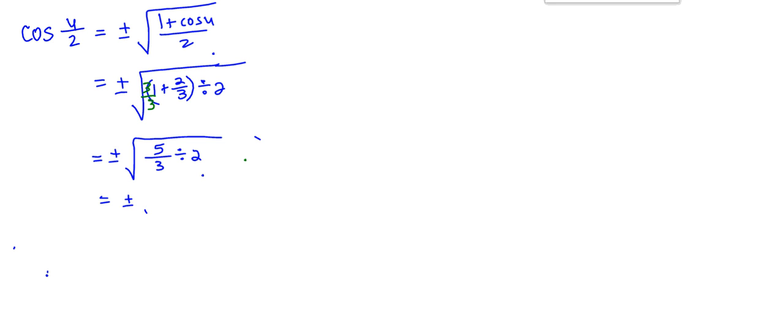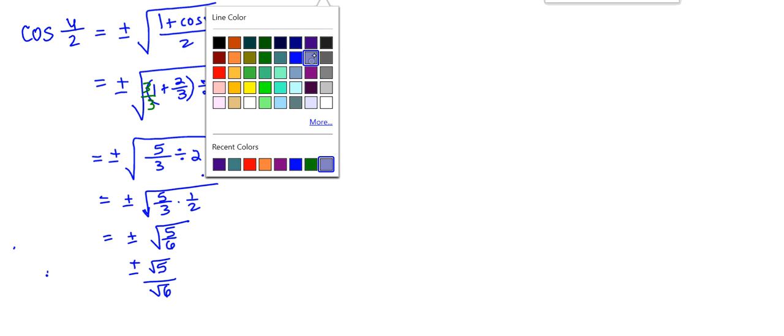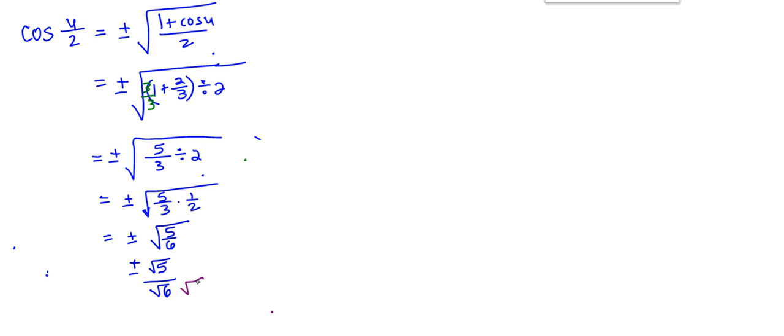Okay, plus or minus 5 over 3 times 1/2, which is plus or minus the square root of 5 over 6. That one you guys can rationalize. That's kind of easy: square root of 5 over square root of 6. Rationalizing means to multiply by this guy. So this equals plus or minus square root of 30 over 6. Then we have to decide the plus or minus.